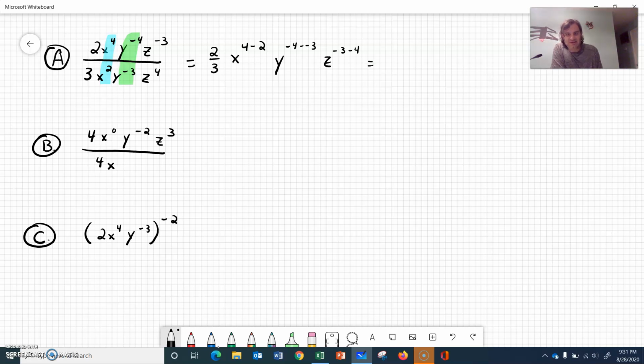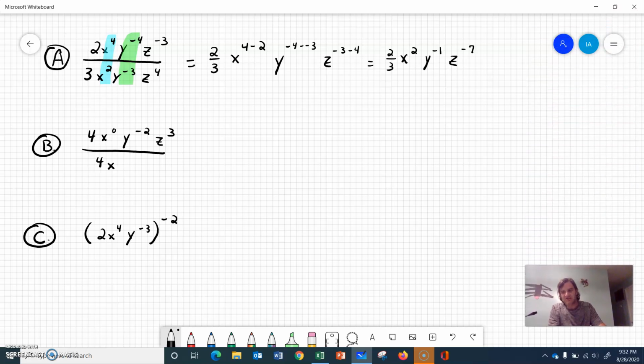And let's see if we can clean that up. The 2/3 is still there. X to the 4 minus 2 will be x squared. Y to the negative 4 minus negative 3. Minus negative 3 is a positive 3. So y to the negative 4 plus 3 would be y to the negative 1. And z to the negative 3 minus 4 would be z to the negative 7, if I don't make a mistake. Let me see if I can move me up here. My picture's going to be in the way.